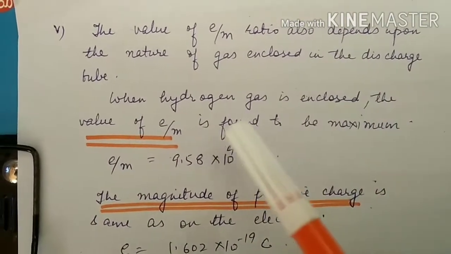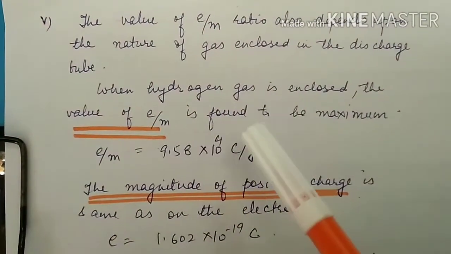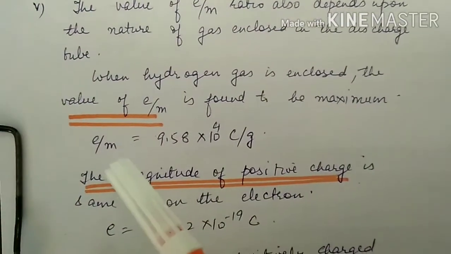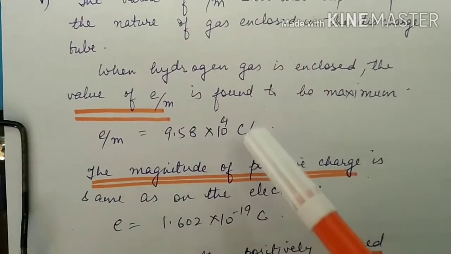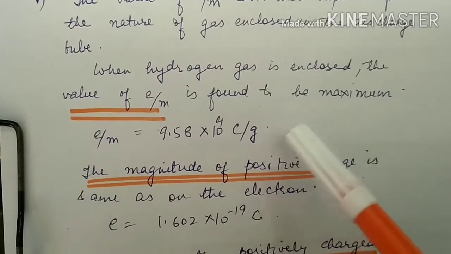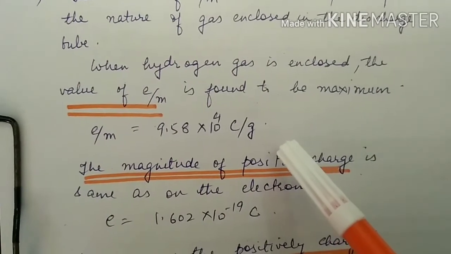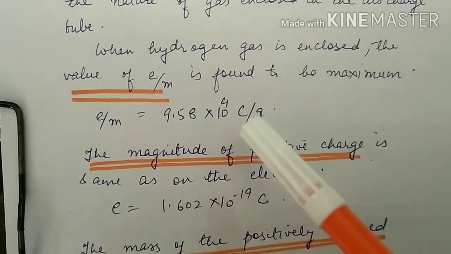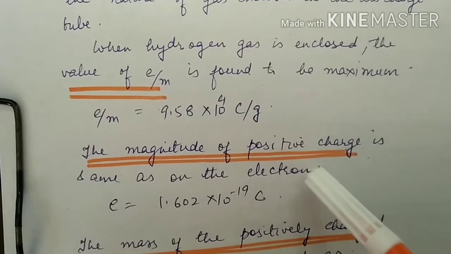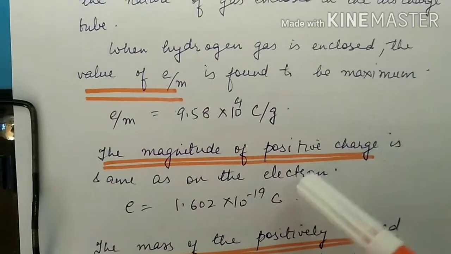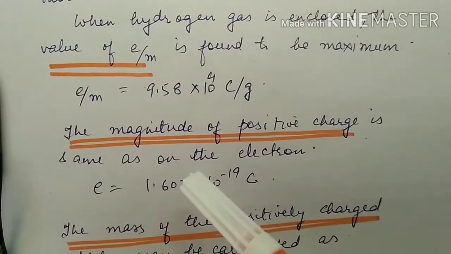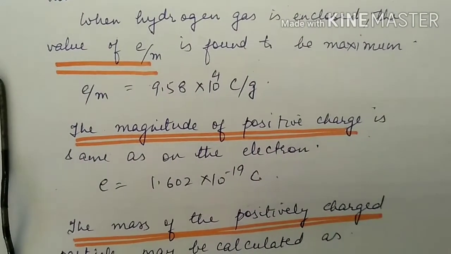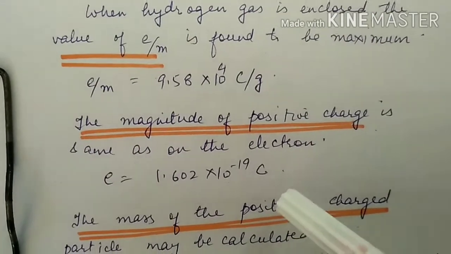And when the gas was hydrogen, the value of e/m was found to be maximum and was equal to 9.58 × 10^4 coulombs per gram. The magnitude of positive charge was also found out. It was found to be the same as that on the electron but with a positive sign. So this charge was 1.602 × 10^-19 coulombs.